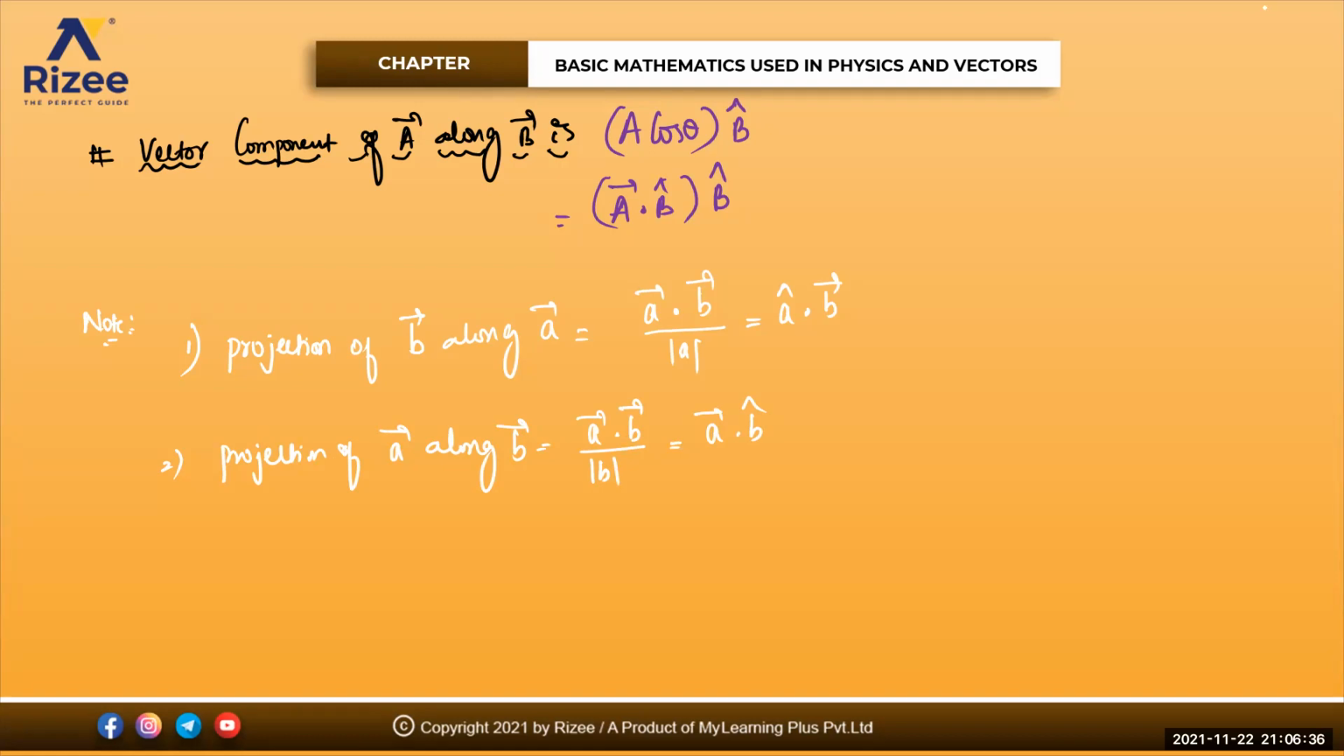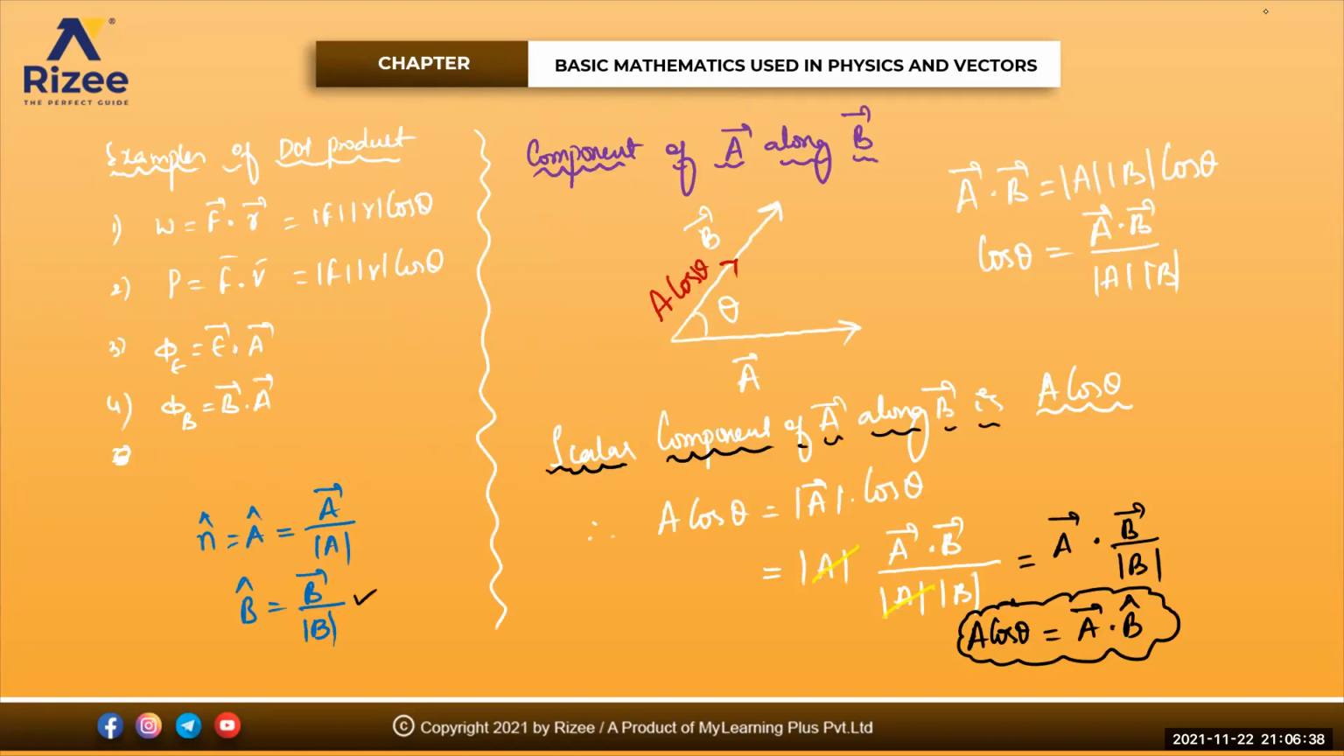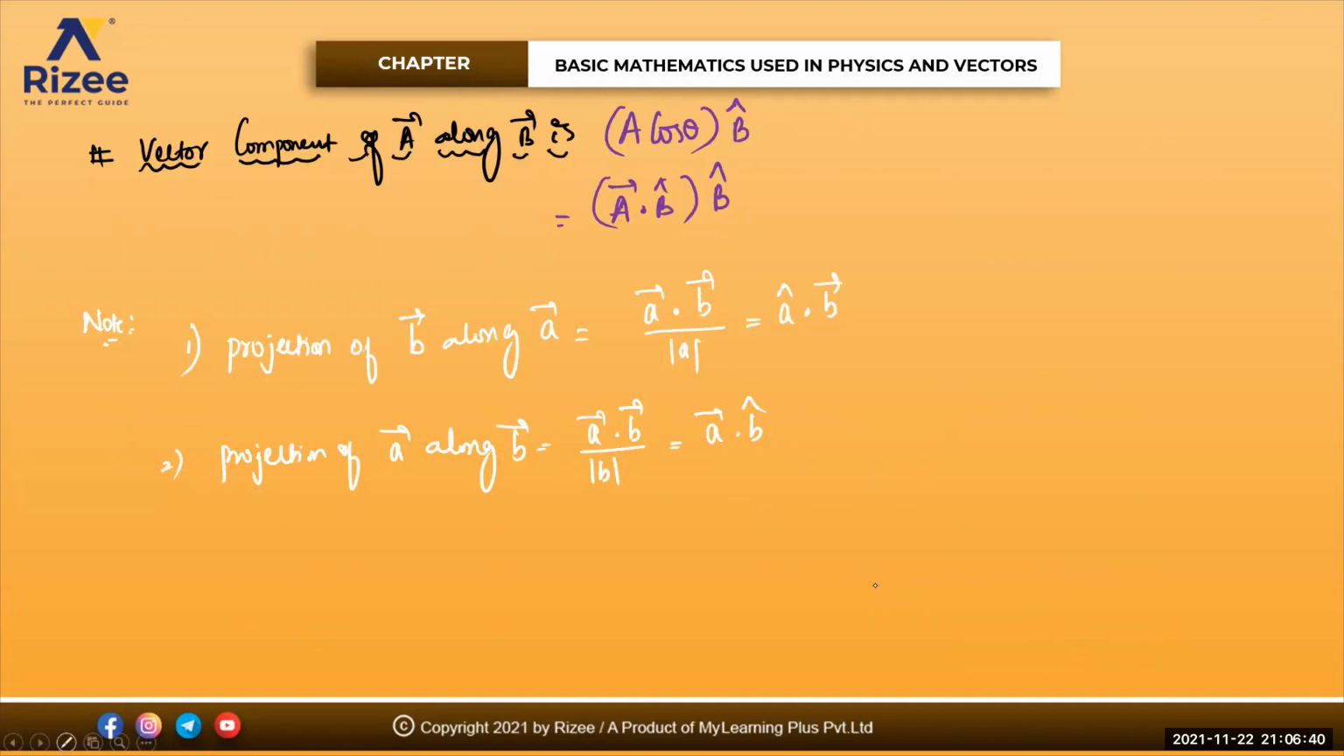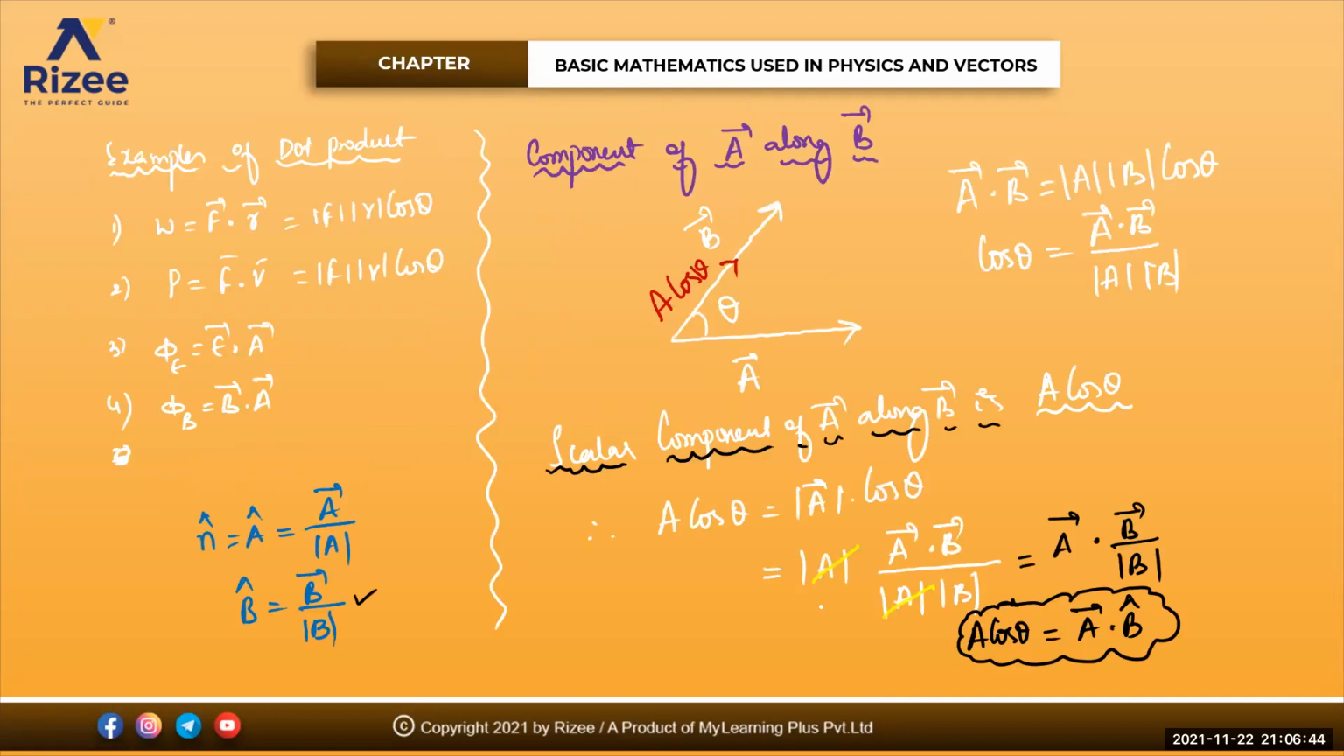Okay. Projection means the component of a on your b. See here, what I have written here: the scalar component of a bar and b bar means projection of a bar and b bar. So what is the projection of a bar on b bar? The component is a cos theta. A cos theta is your projection on b bar. Scalar component of a bar and b bar means projection of a bar on b bar.